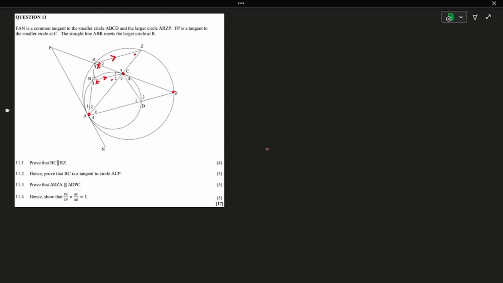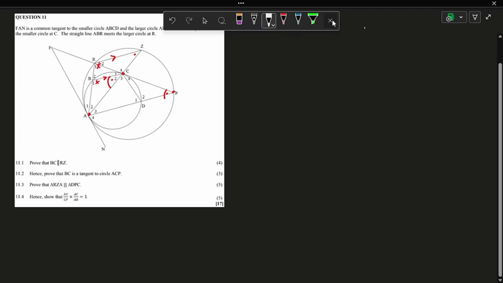So if we are to prove that BC is a tangent to ACP, we need to find a way to make this angle equal to this angle because of the tan-chord theorem. Because BC will be a tangent, and AC will be the chord inside the circle. So we need to find a way to equate C2 to P. And it turns out there is a way for that.